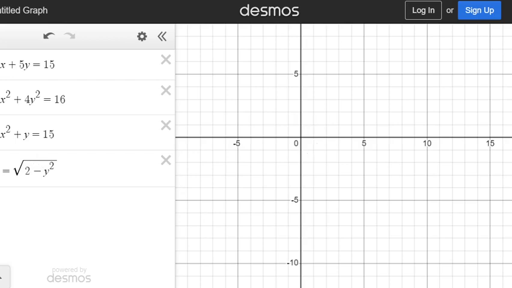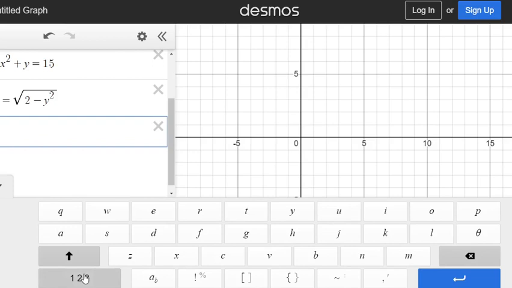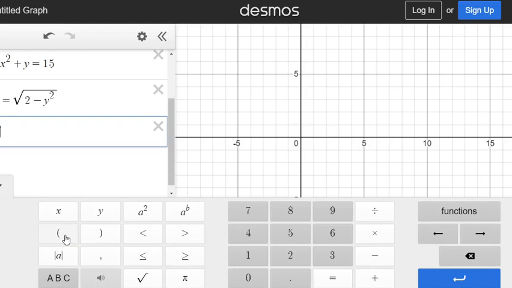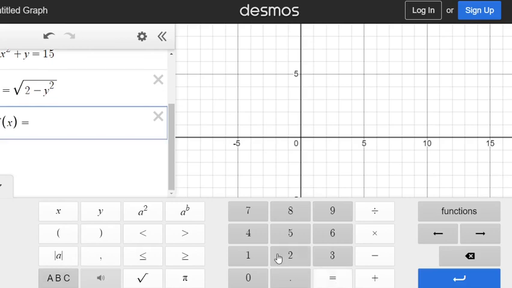You can also evaluate using Desmos. So I'm going to show you. If you're doing it on your phone or iPad or tablet or something, you can bring up the keyboard and just type in f of x, or you can just type it on your keyboard if you have one, equals, and then I'm going to put the function, which was 3x plus 1.